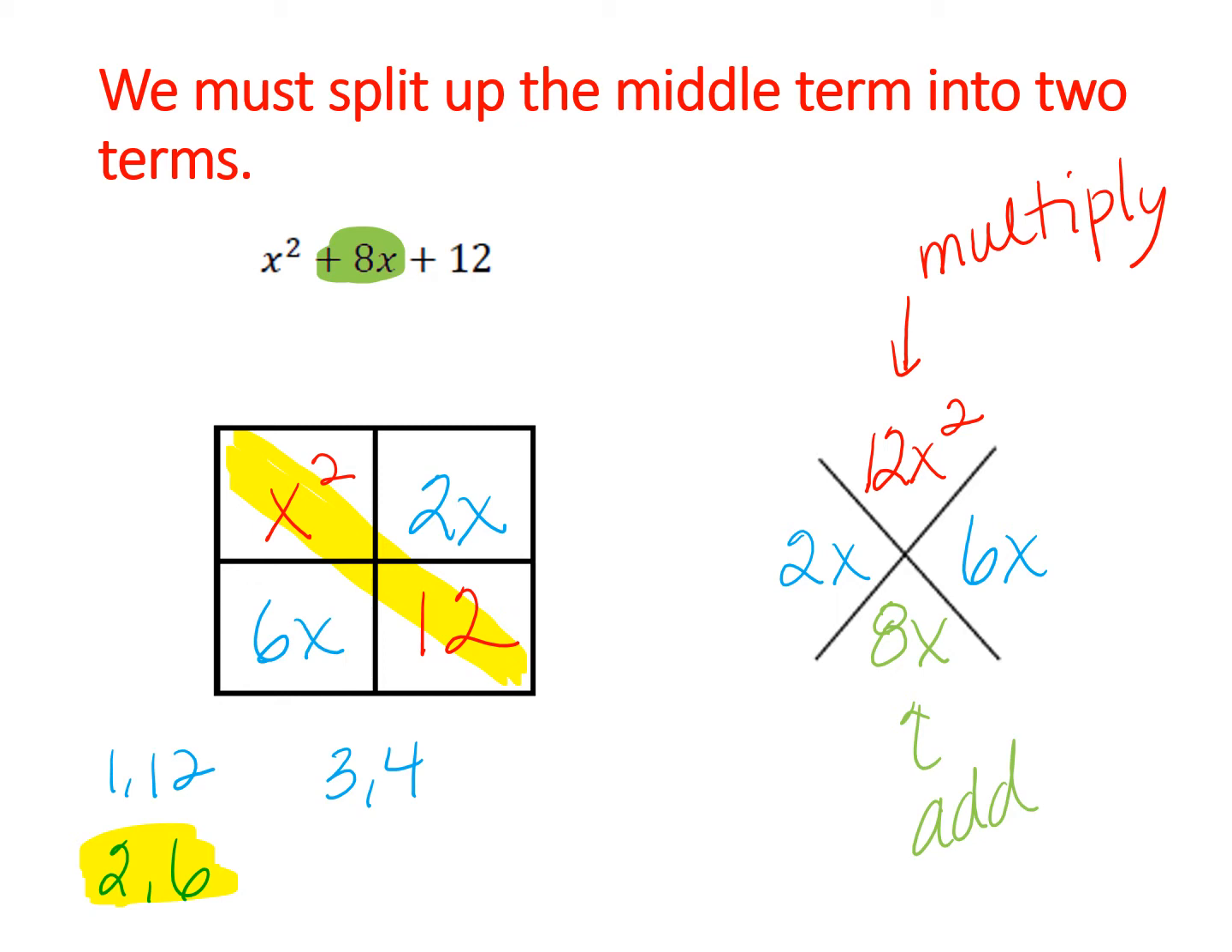And now this looks like what we had before. So we are ready to factor. So what gives us x squared? Once again, it's still x times x. If the top is x, the bottom is x. If the left is x, the right is x.